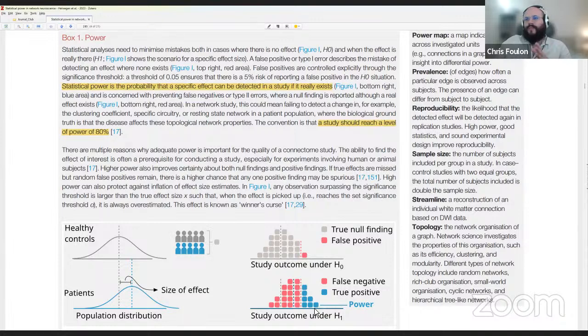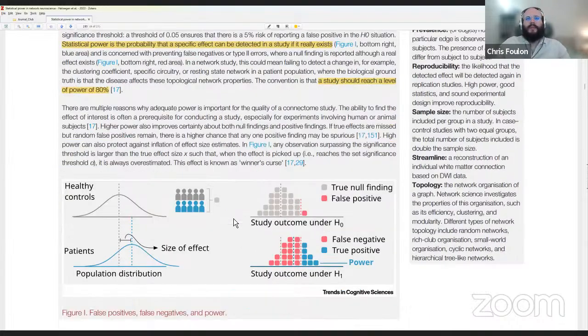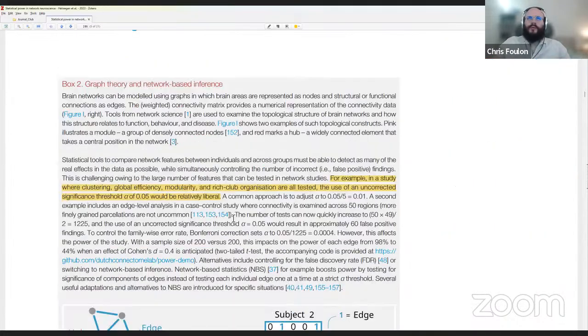So the power. If we set our threshold of significant values too harshly, we get a statistical power that is very limited for our data. And they explain that it's a problem in a lot of studies in connectivity.